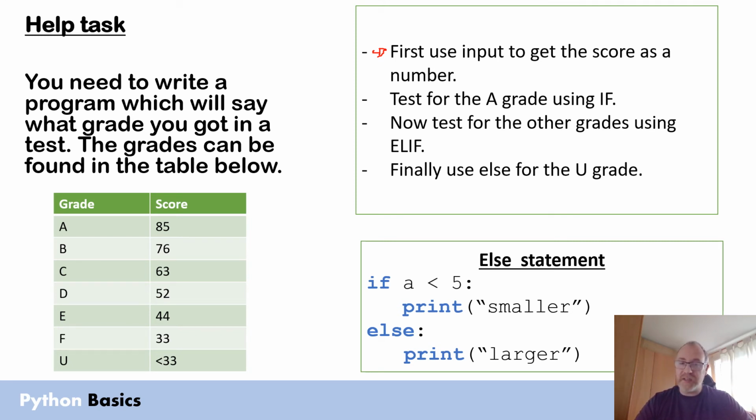Then you're going to write an if statement to test for the A grade. So you need to make sure if the score is over 85 or not. And remember to use greater than for this one. So greater than is pointing to the right. Then you're going to use elif for all the other ones. So they're going to be very similar. So if it's greater than 76, if it's greater than 63, but instead of putting if score is greater than 63, you'll put elif score is greater than 63. You must make sure, however, that it starts with if, otherwise this won't work.